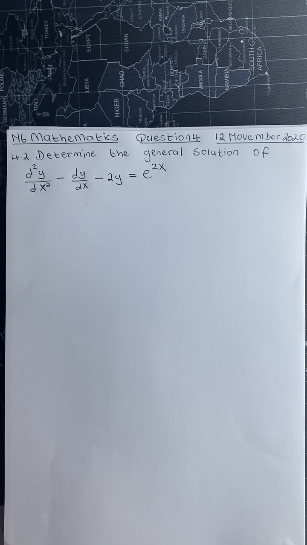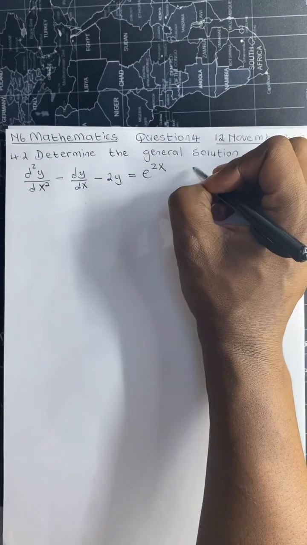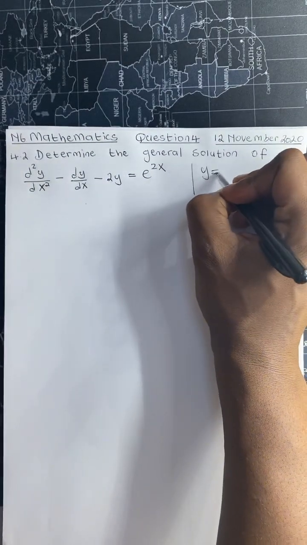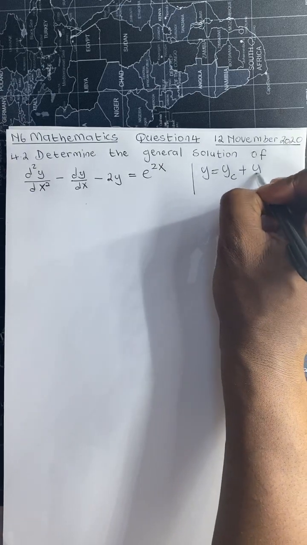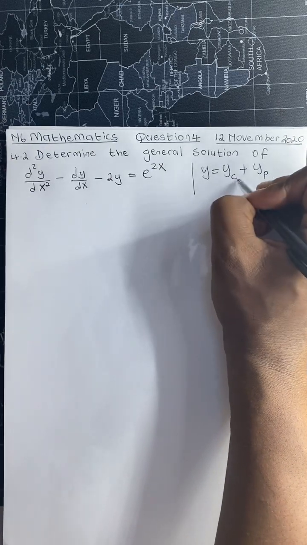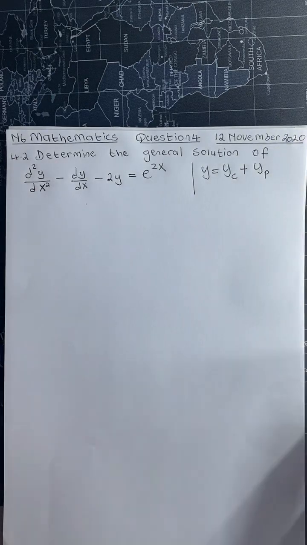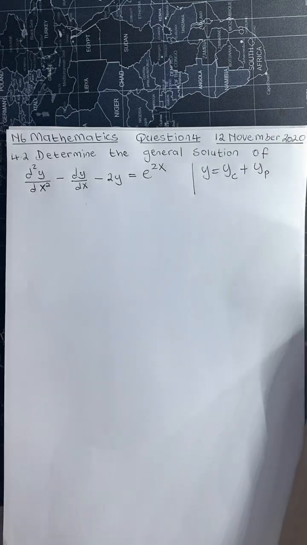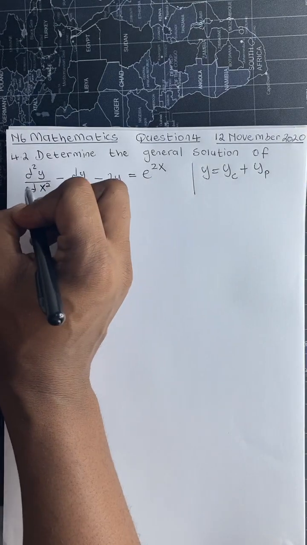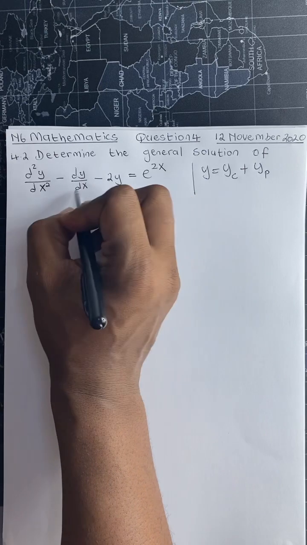Question 4.2, we have to determine the general solution of d squared y over dx squared minus dy over dx minus 2y is equal to e to the power 2x. The complete general solution will consist of the complementary solution yc for the complementary equation plus the particular solution yp. And to determine the general solution, we have to first get the auxiliary equation from this differential equation.